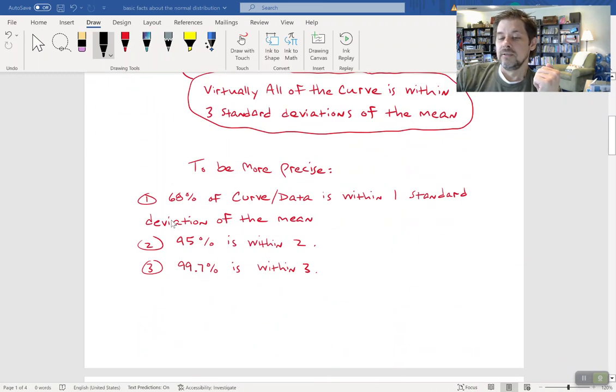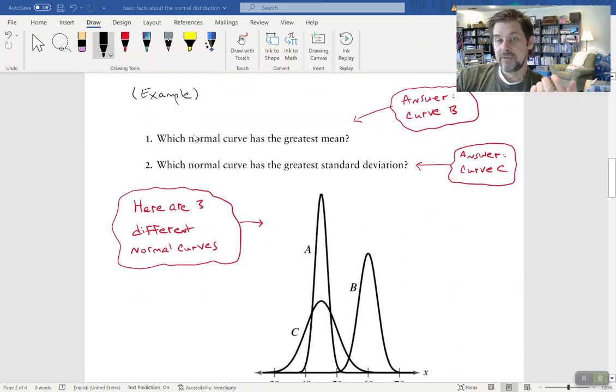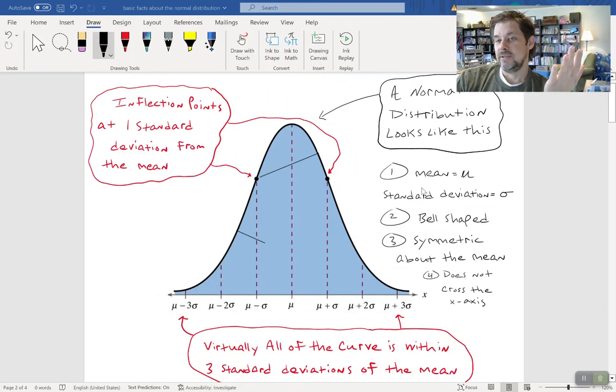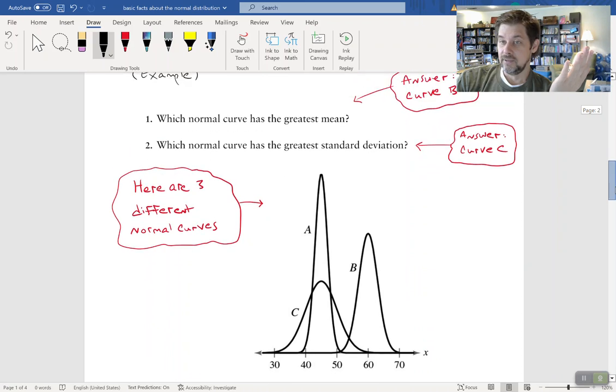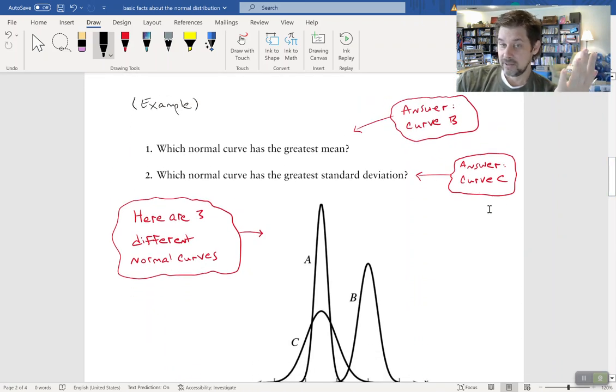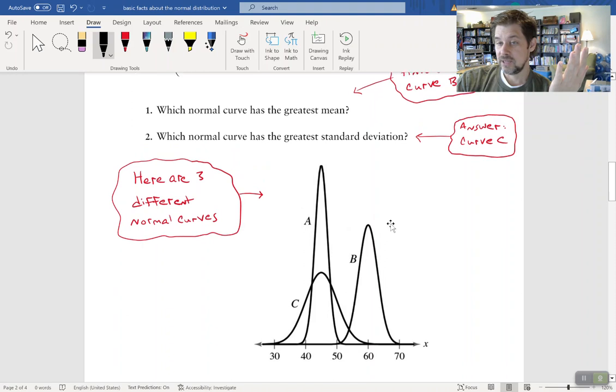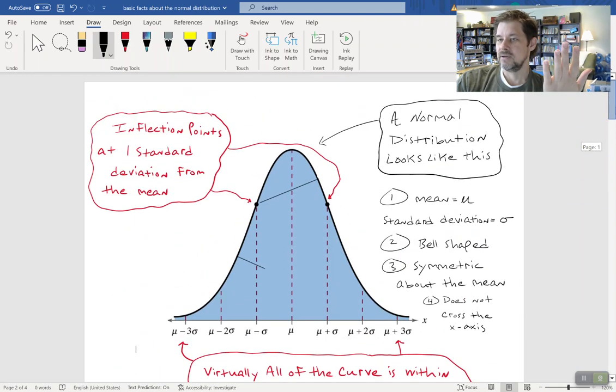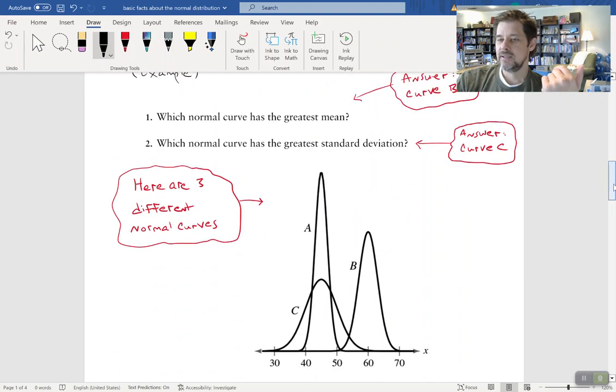Okay, so let's see an example. Normal curves can all look very different. This is in general what they look like, but different normal curves for different data can look very different. So here are 3 normal curves right here: curve A, curve B, and curve C. They all have the properties I mentioned: they're bell-shaped, they're symmetric about the mean, the mean's right in the middle, they don't cross the x-axis, and so on. They've got all those properties, but curve A is very narrow and tall.